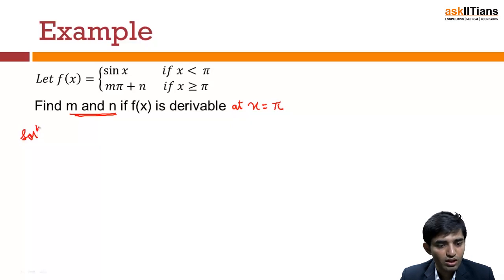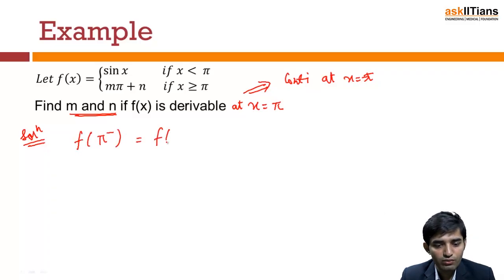So what will be the solution? If it is derivable at x equal to pi, can I say it is continuous also at x equal to pi? If it is derivable, it will be continuous at x equal to pi also. And if it is continuous at x equal to pi, I can say that f of pi minus will be equal to f of pi plus will be equal to the value of the function, which is f of pi, and this will be equal to finite. Now what is the value of f of pi? At x equal to pi I will use this definition, right?